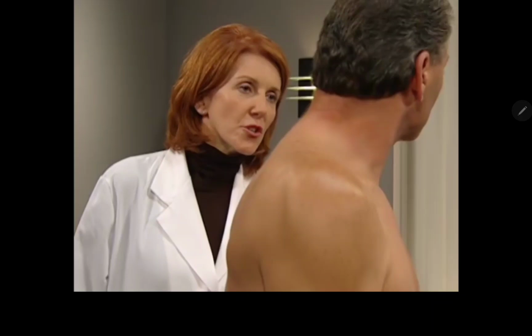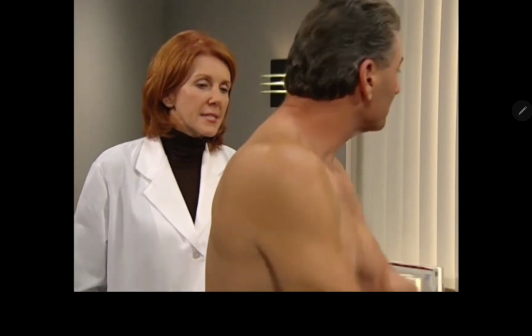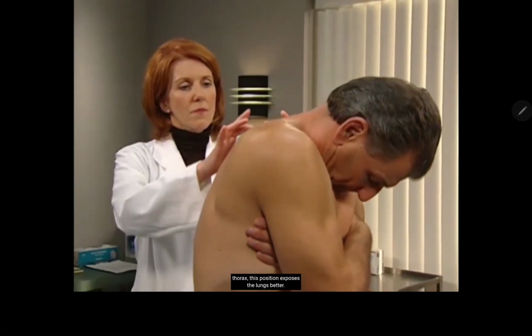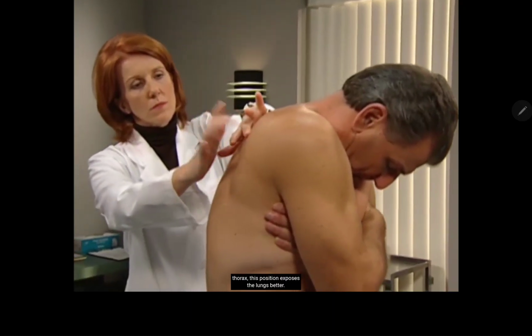I need you to cross your arms across your chest and bend your head forward for me, please. For the posterior thorax, this position exposes the lungs better.